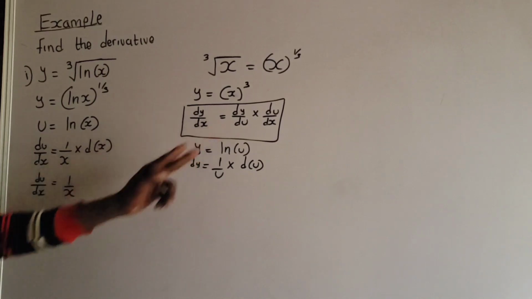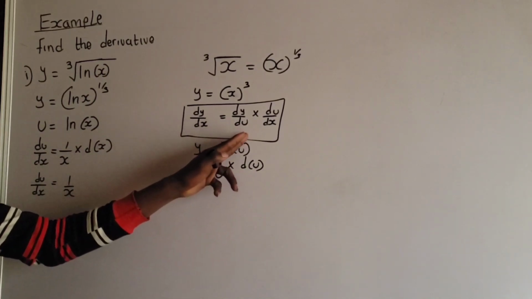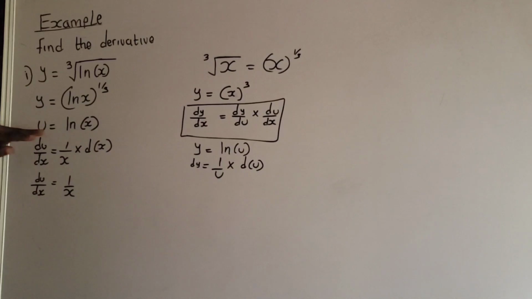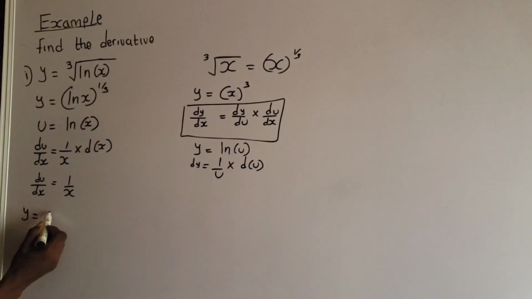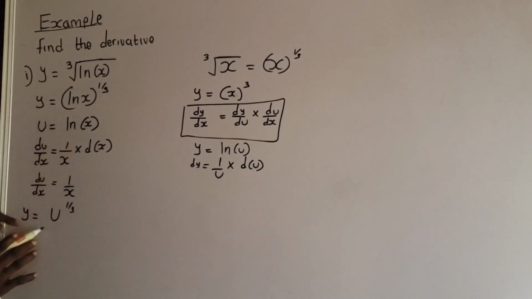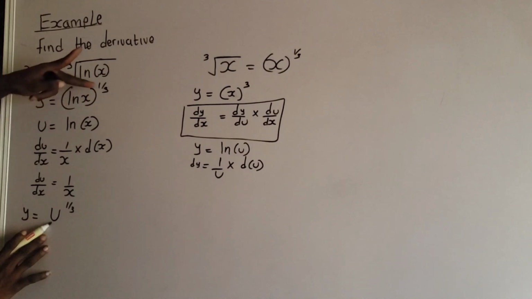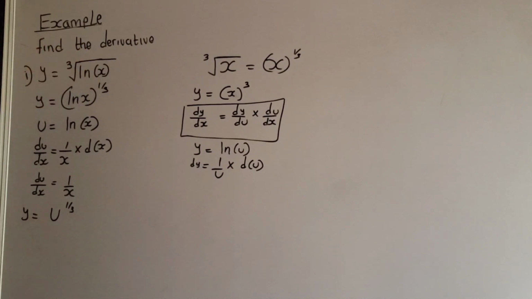From this formula, I still need to find dy over du. Since I have set u equal to ln x, then y will be equal to u raised to the power of 1 over 3. Are you following? Now let us find the derivative of y, which is dy over du. Now differentiate this using the power rule.